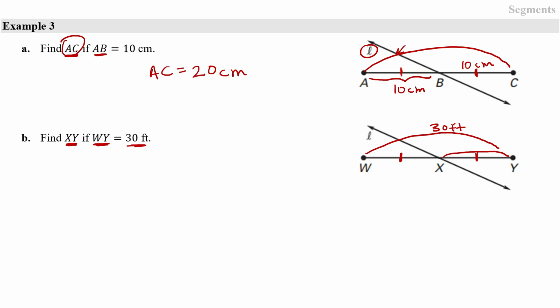So how can I do that? I can get half of 30. Half of 30 will be 15. So this side has to be 15 feet as well. This side over here has to be 15 feet also. Okay? And therefore, the distance from Y to X, or from X to Y, is going to be 15 feet. It's just half of 30.